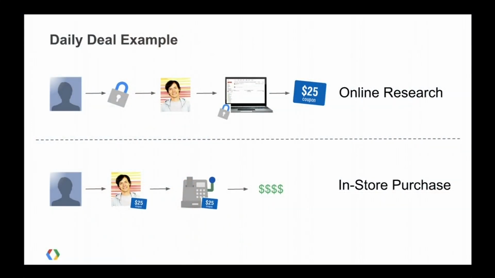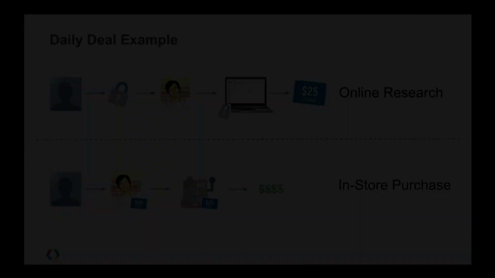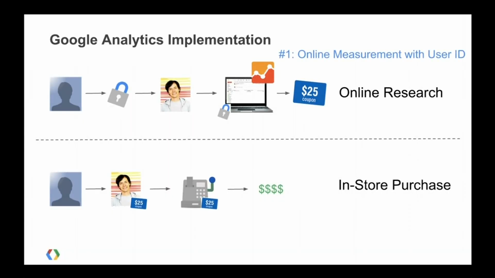So this is what we all know happens today. How do we apply GA to this scenario to get that report where we see those two online and offline revenue come together, right? Well, the first thing you want to do is enable online measurement with the user ID, right? So this is the important part. When you're sending hits to Google Analytics, you want to make sure that you set the user ID, this stable ID that you have, because you have an auth system and you've signed in, right?